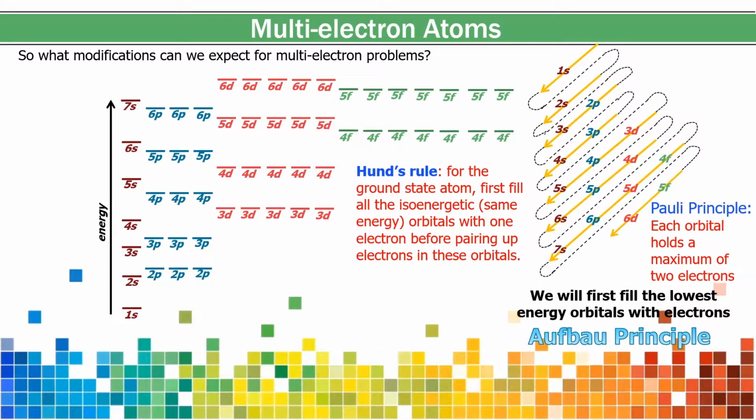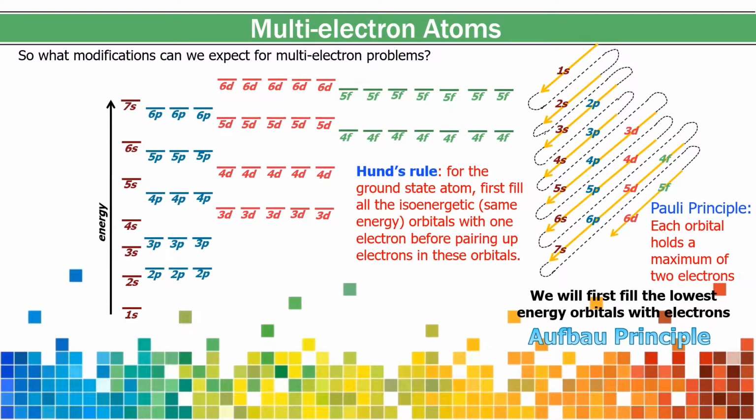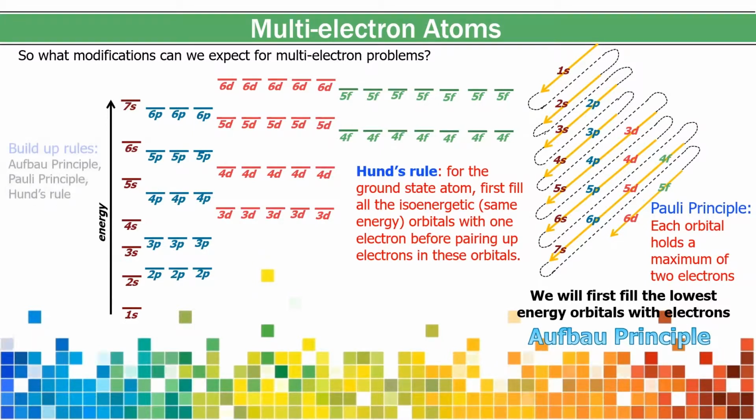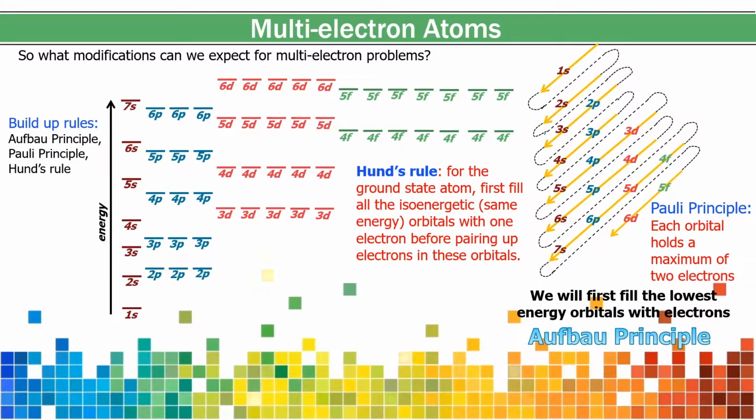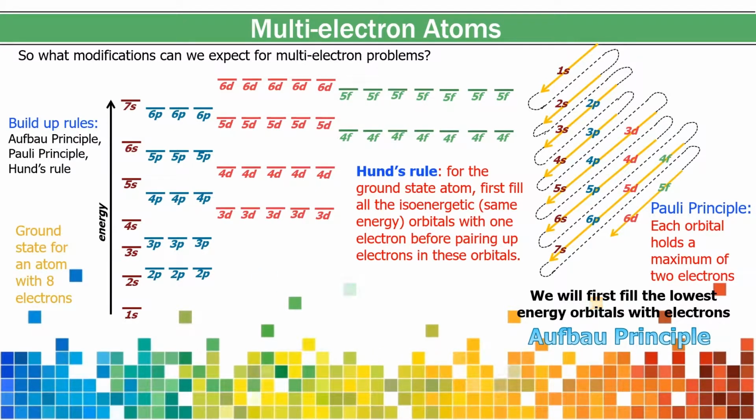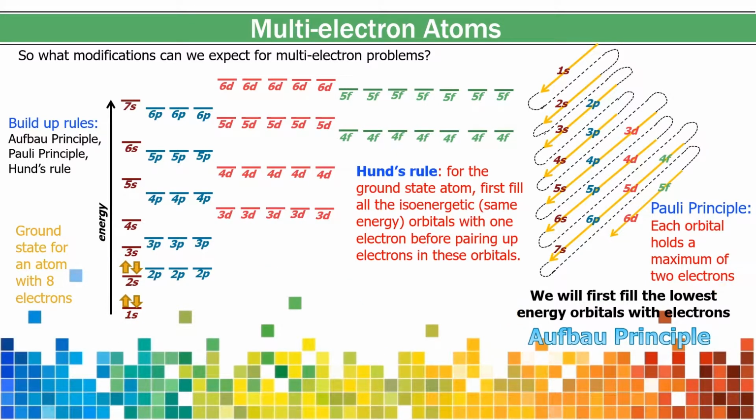So, let's demonstrate how to use these 3 rules, the Aufbau Principle, the Pauli Principle, and Hund's rule, and see how they work together to produce the correct electronic structure of some atom. Now, we usually just say that these 3 rules are the normal buildup rules. Now, let's say we have an atom with 8 electrons. We first would place 2 electrons into the low-lying 1s orbital, one with spin up and one with spin down, then the next 2 electrons into the 2s orbital.